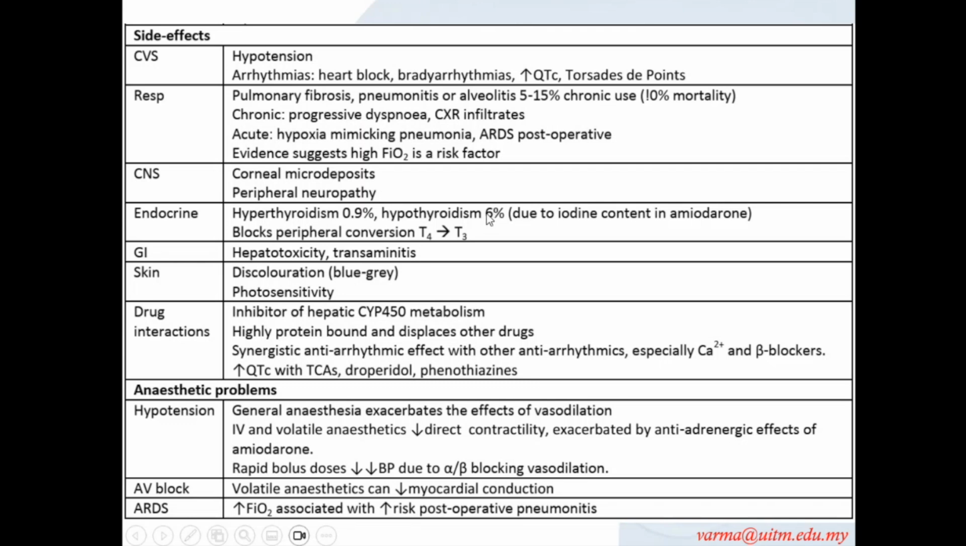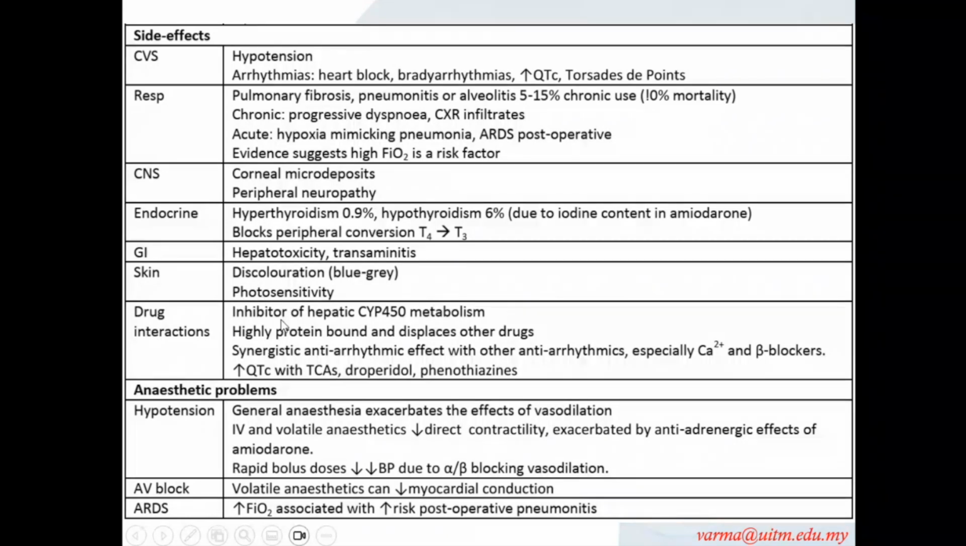Okay, hypothyroidism, it reduces the function of thyroid because of the iodine content in amiodarone. They cause a blockade, and they also block peripheral conversion of T4 to T3. So in hypothyroidism, the active thyroxine is reduced. Okay. But it also does cause hyperthyroidism, but relatively hypothyroidism is more common. Hepatotoxicity, you all know about it, causes transaminitis. Skin, in a long continuous infusion, they do say it causes a blue-gray skin discoloration, and it causes photosensitivity.